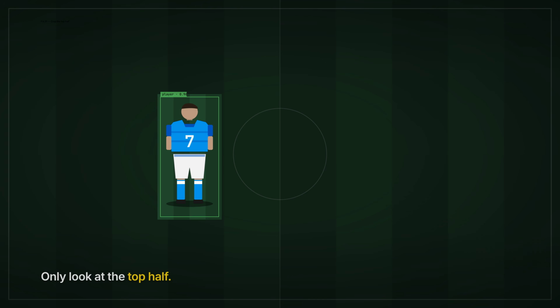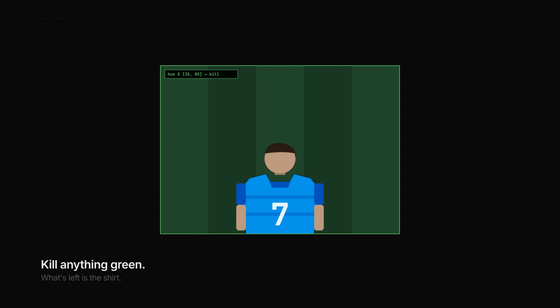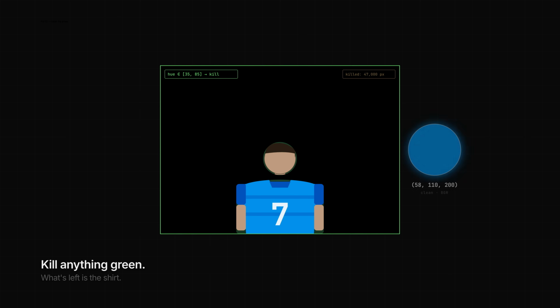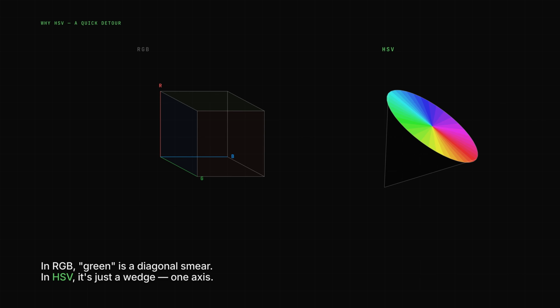So the solution is simple. We slice that bounding box right in half, take the top half, and throw away the bottom. The reason is that the jersey is in the top half. But we still have another problem. We still have green grass leaking into the corners. So in step 2, we just get rid of that green grass. In order to do it, we have to convert the image to HSV color space. So you might ask, why HSV?